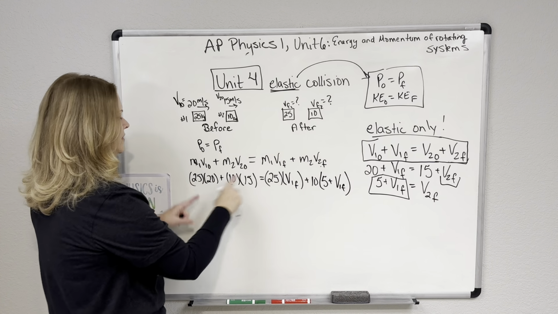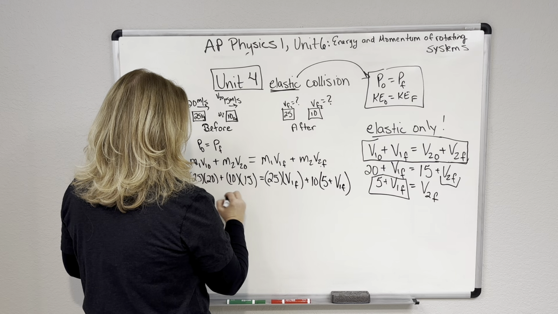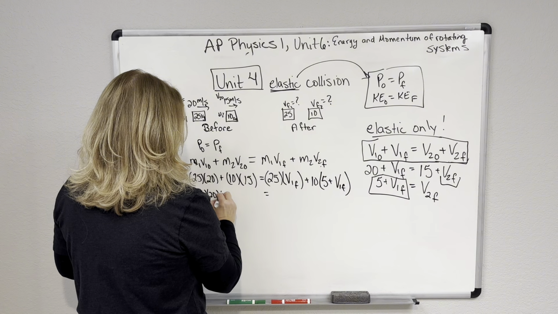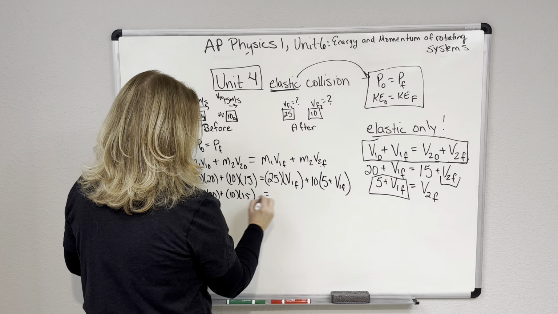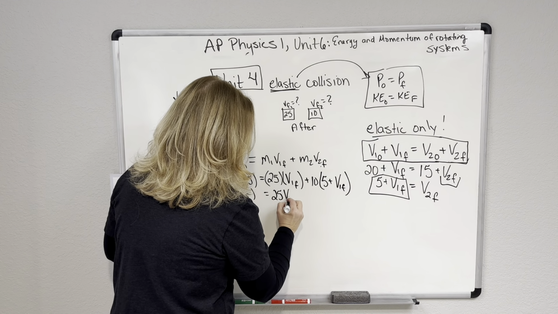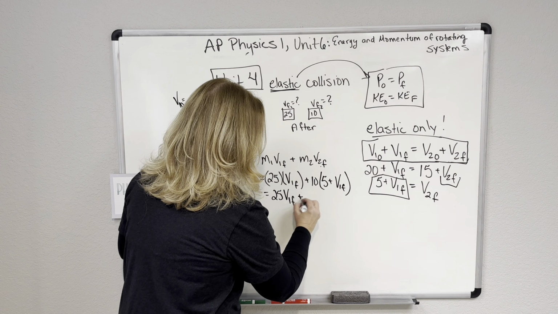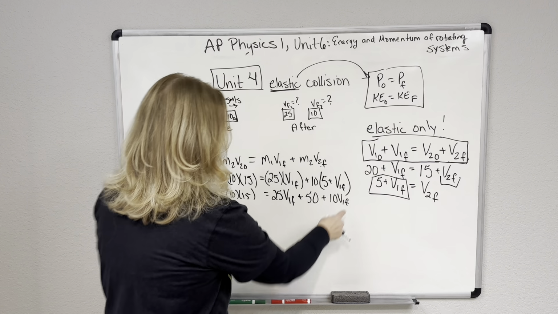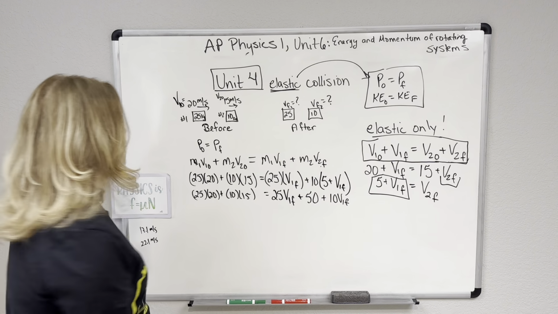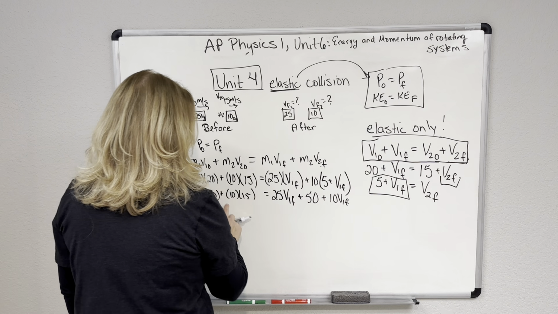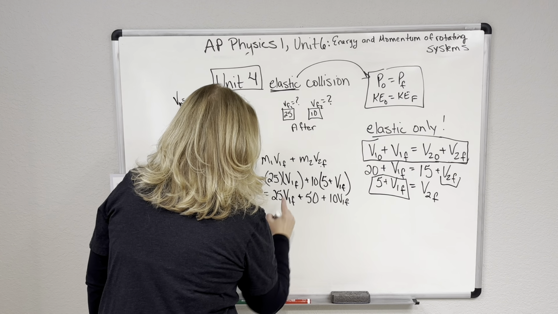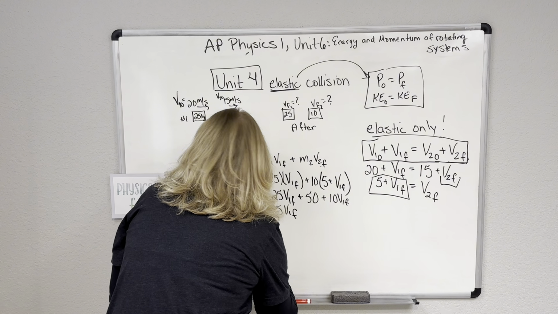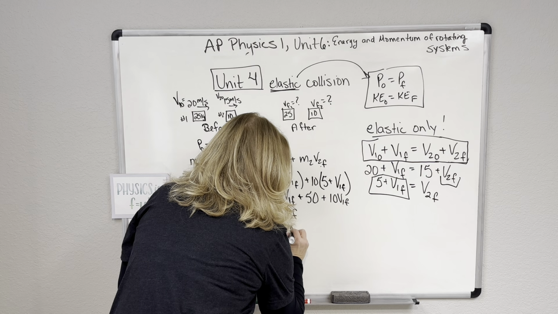All right, all of this comes out to be 150. Well, let's just keep this out. We're going to do 25 times 20 plus 10 times 15 equals 25 v cart 1 final velocity plus 50 plus 10 final velocity of cart 1 again. So I only have one variable here. Voila! If you solve that, subtract 50 over, I believe that's going to give you 600 equals 35 v1 final, and that means your final velocity on cart 1 is going to be 17.1 meters per second.